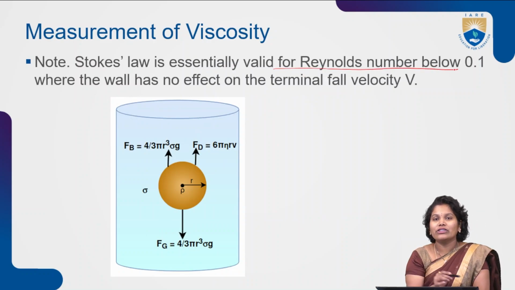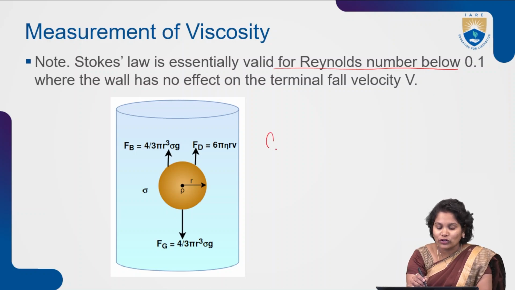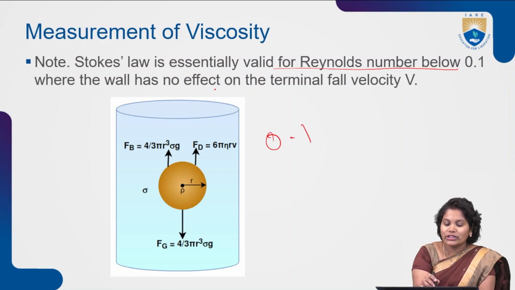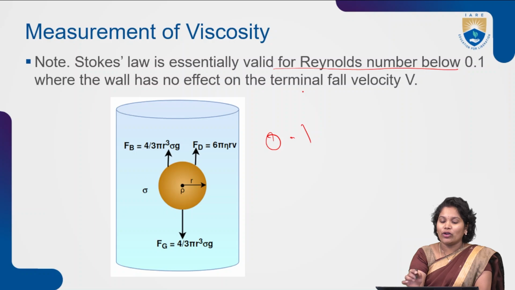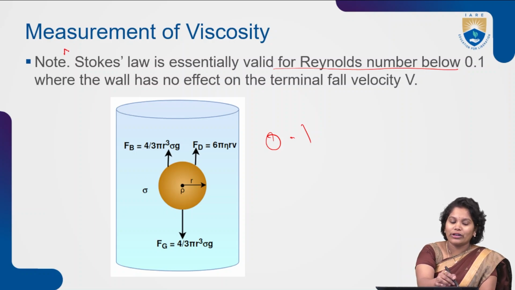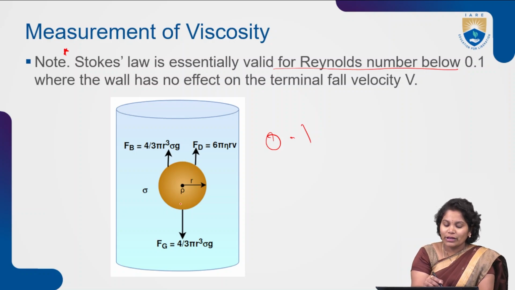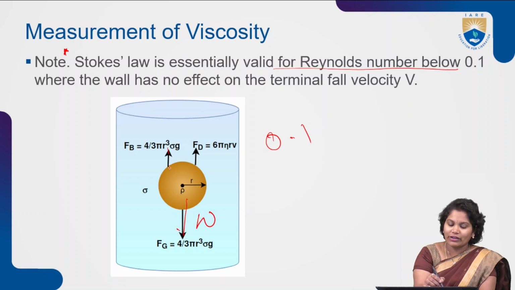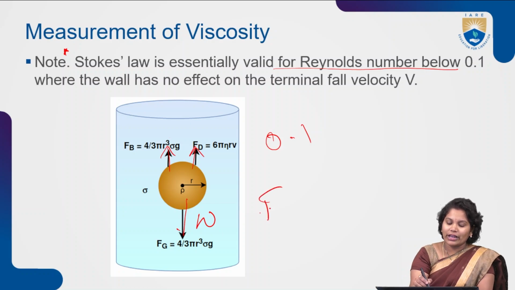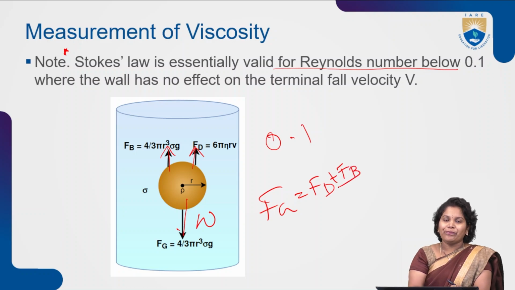Here the Stokes law is essentially valid for Reynolds number below 0.1, where the walls have no effect on the terminal fall velocity. It is a very important point. See here, the weight is equated with the drag force and buoyancy force, where Fg is equal to Fd plus Fb.